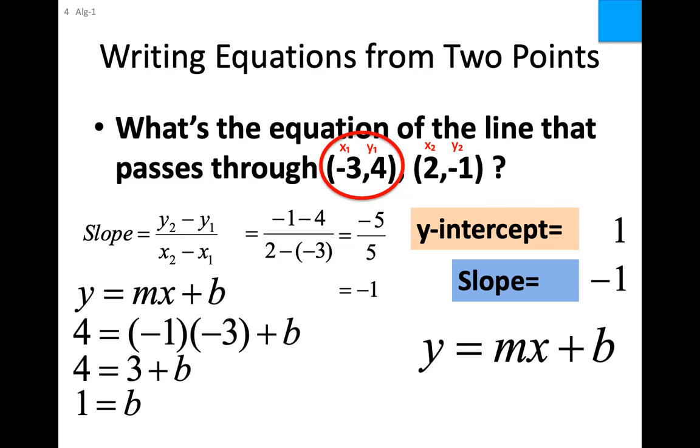Y is equal to slope -1, so -x plus 1, and we're done. Who beat me? I did. Okay. You feel confident?